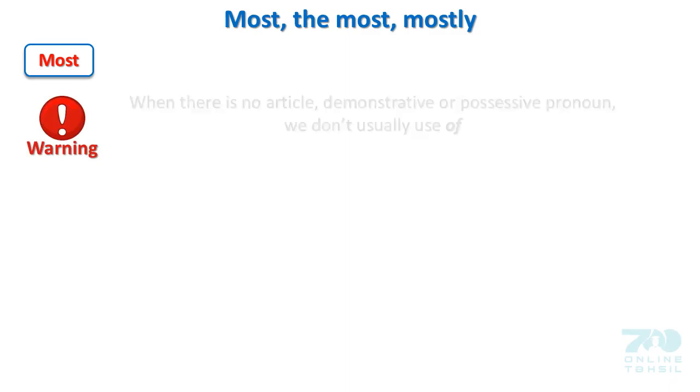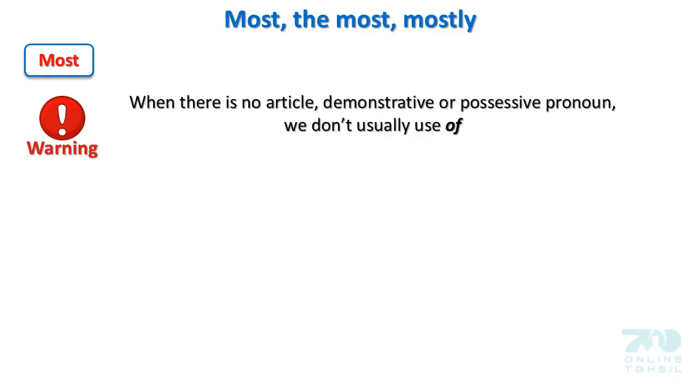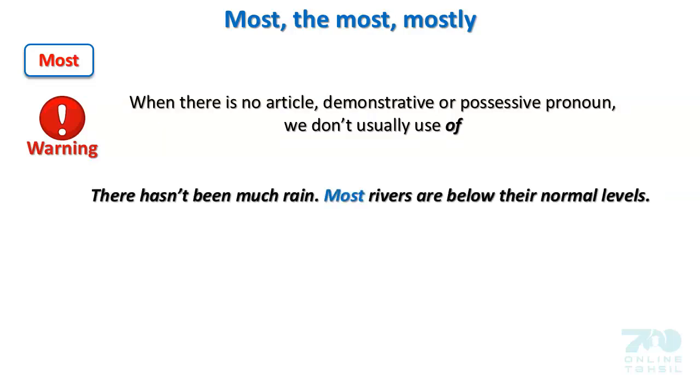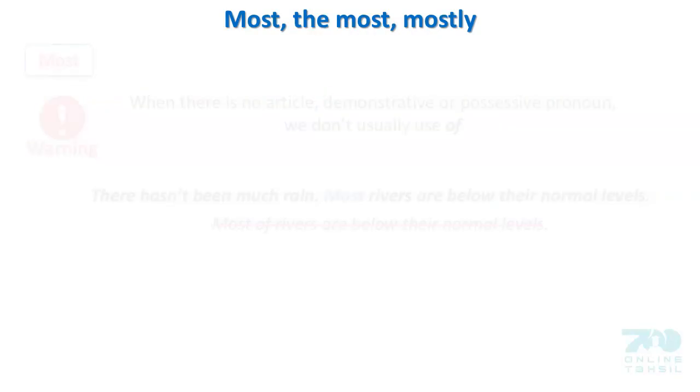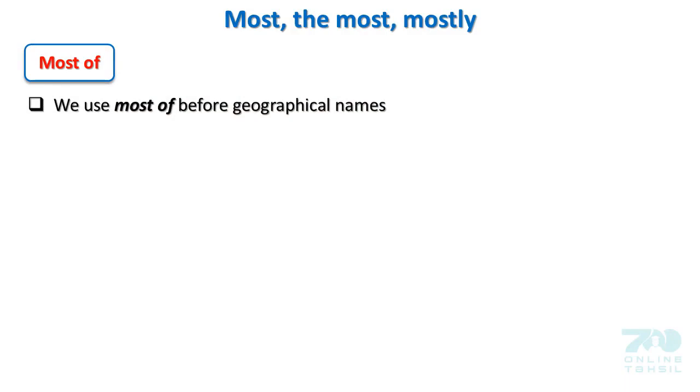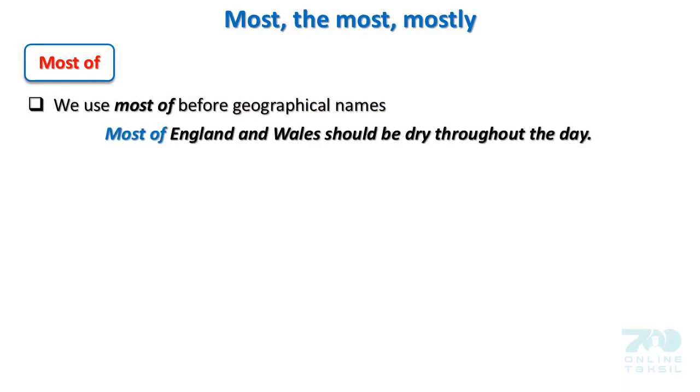Warning. When there is no article, demonstrative or possessive pronoun, we don't usually use of. There hasn't been much rain. Most rivers are below their normal levels. Not "most of rivers are below of their normal levels". We use most of before geographical names. Most of England and Wales should be dry throughout the day.